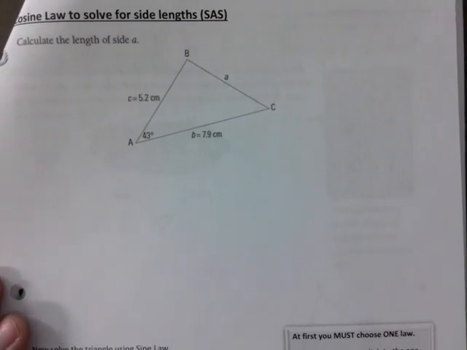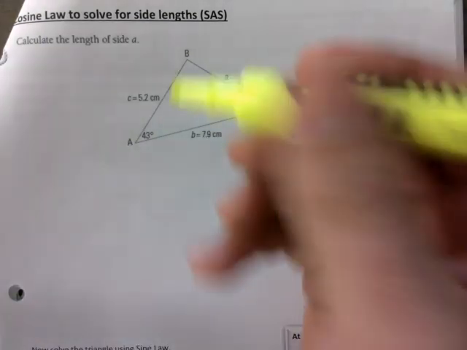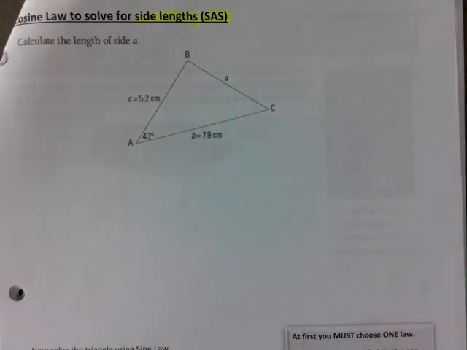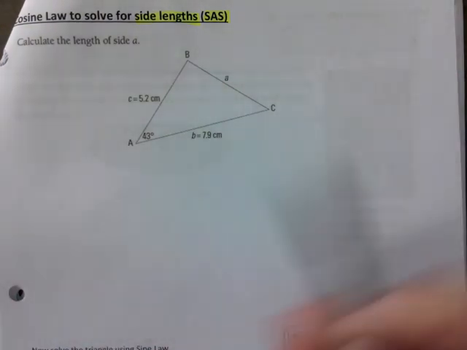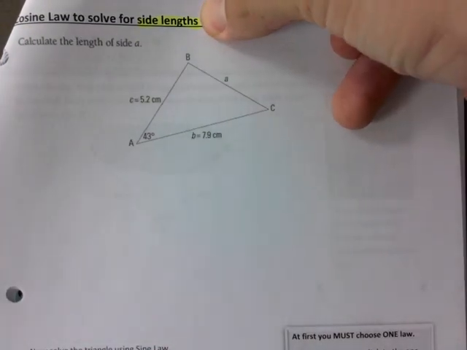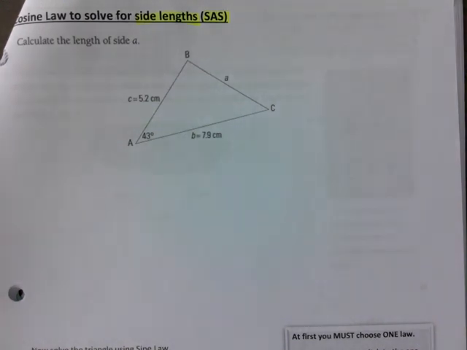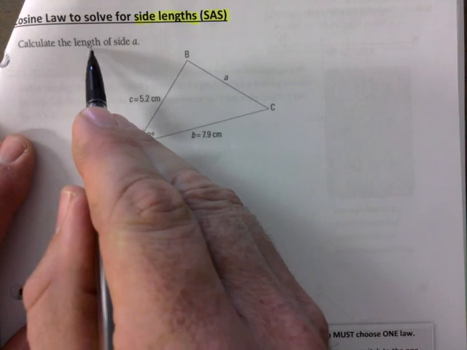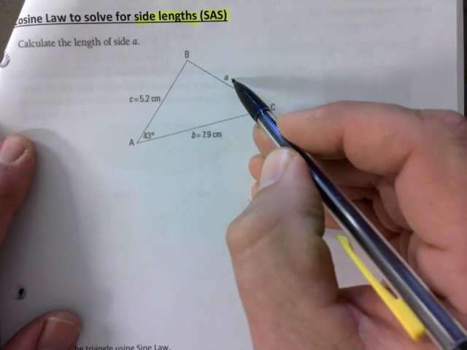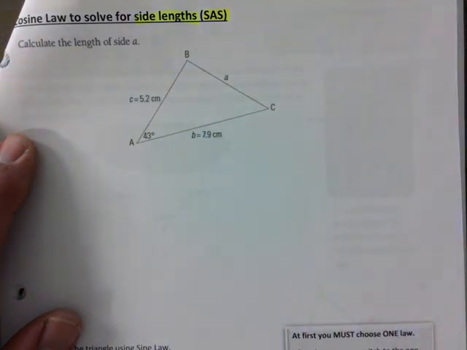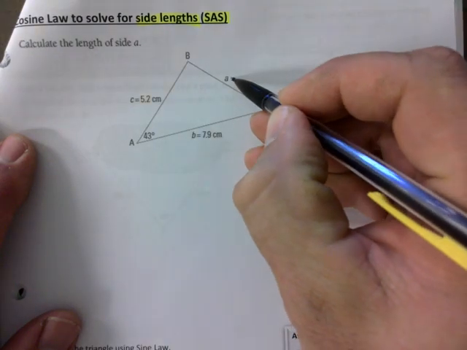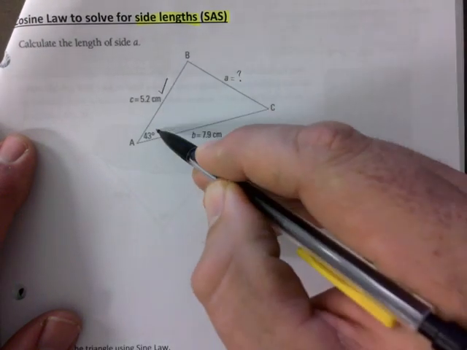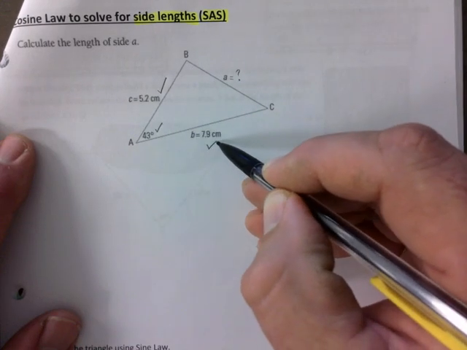Cosine law to solve for side lengths. So when it's side lengths, then you know it's a side angle side. Like it's a given. I didn't have to have that there, but it is going to be side angle side. So here we go. Calculate the length of side A. It could ask us to solve the triangle. Right now we're just wanting A, right? So this is what they're asking for. You have a check mark there, check mark, check mark.